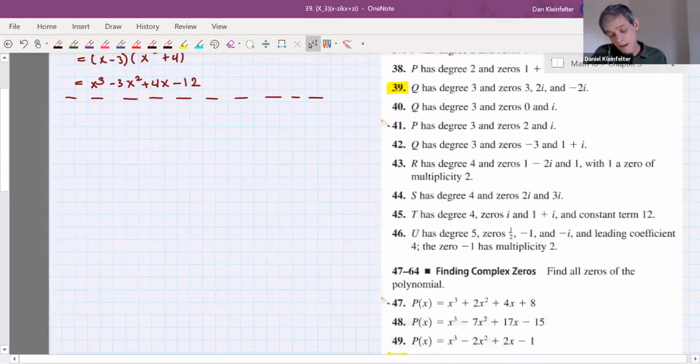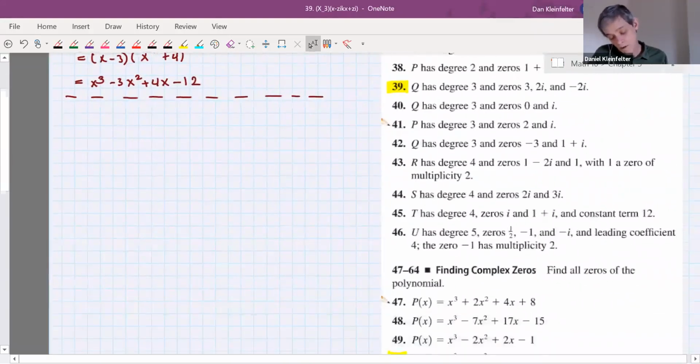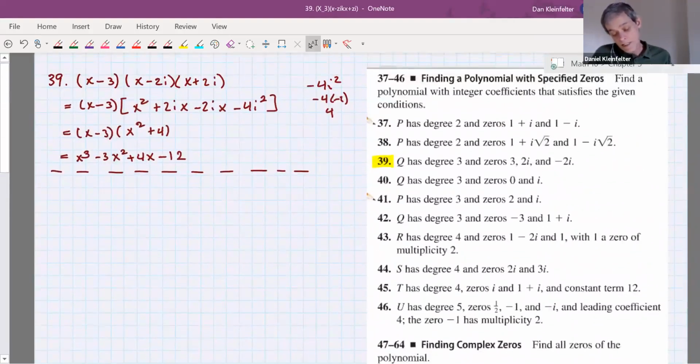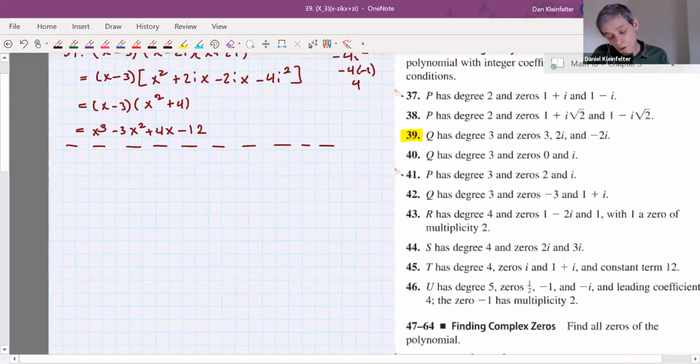Okay, so that will do number 39 for us. Okay, that went by pretty quick, so let's do one more that is maybe a little bit more steps to it. So let's go ahead and do, how about 42?